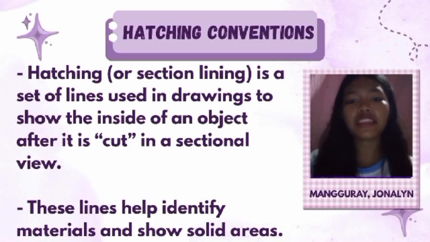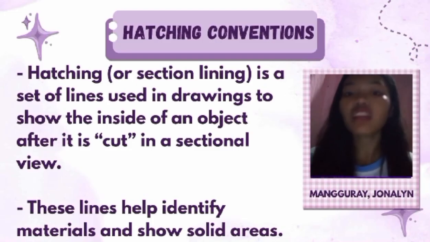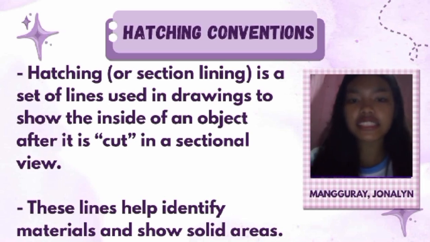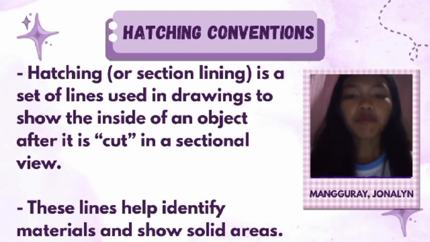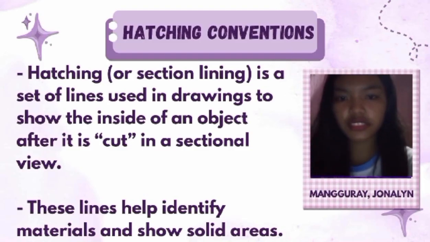These lines help in identifying the specific materials used and highlighting solid areas of an object. So, hatching is a graphic technique where a pattern of lines is added to a drawing to indicate where a solid object has been theoretically sliced or sectioned. The primary purpose is to differentiate the cut surface from the surrounding untouched parts of the object.